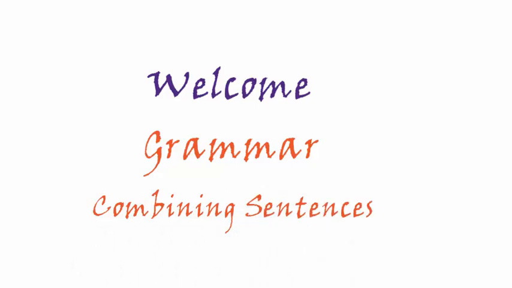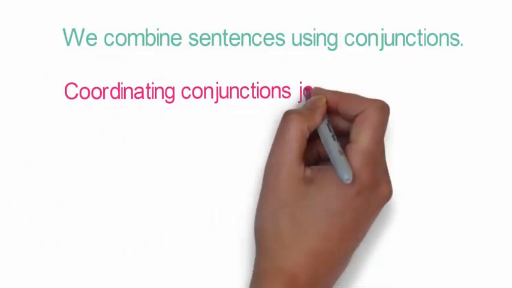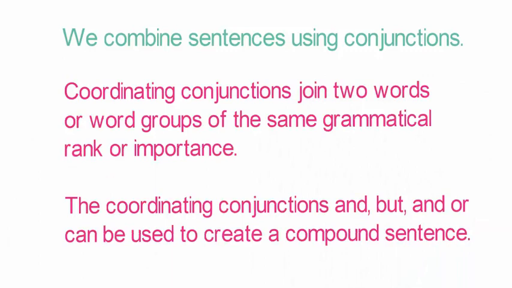Today we're going to be looking at combining sentences. We combine sentences using conjunctions. Coordinating conjunctions join two words or a group of words of the same grammatical rank or importance. The coordinating conjunctions and, but, and or can be used to create a compound sentence.